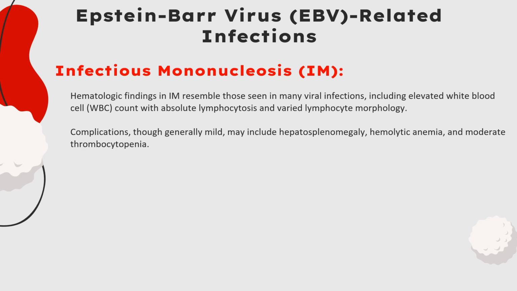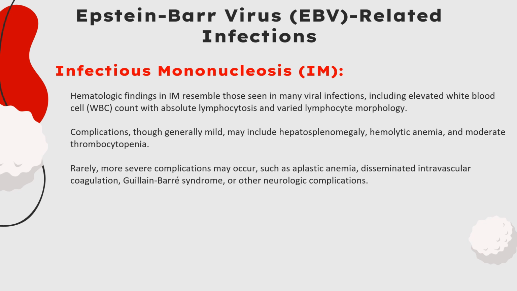While complications of IM are generally mild, they might include challenges such as hepatosplenomegaly, hemolytic anemia, and moderate thrombocytopenia. Occasionally, more severe complications might arise. These can include aplastic anemia, disseminated intravascular coagulation, Guillain-Barré syndrome, or even other neurologic complications.